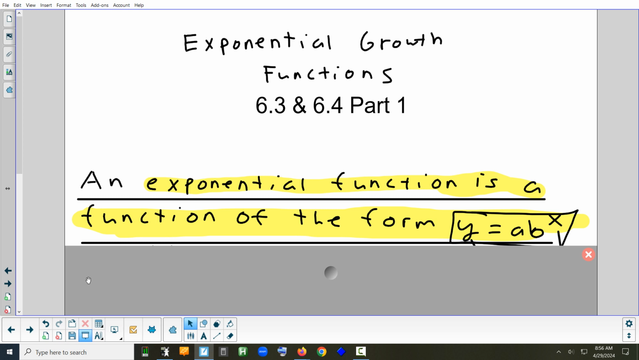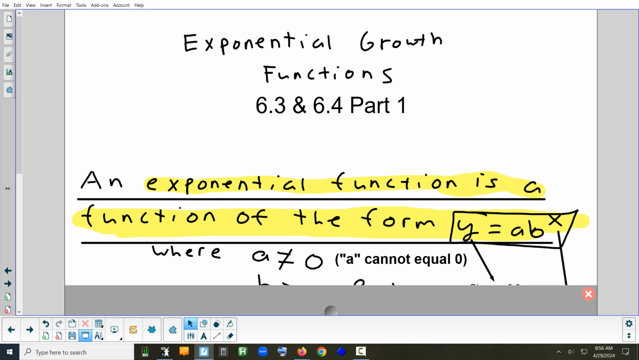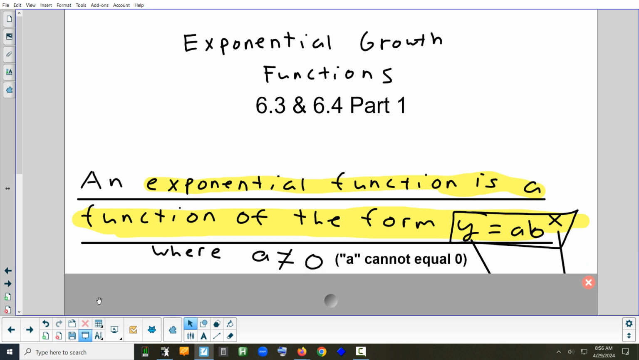So how do you tell if something is exponential? Well, if you're looking at a formula, it has to look like what's in that box. What's in this box, that's kind of like our y equals mx plus b for this kind of graph. It's called y equals ab to the x. So on your guided notes, you're going to write: an exponential function is a function of the form y equals a times b to the x.